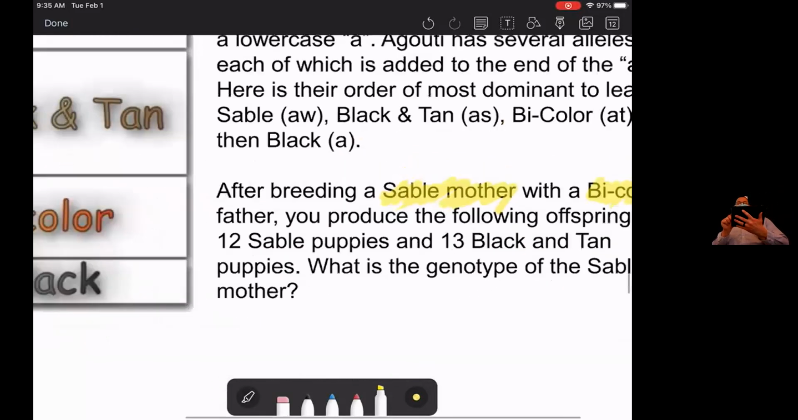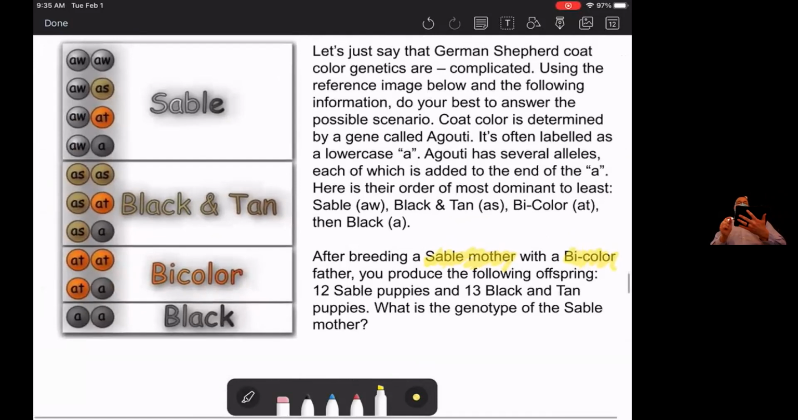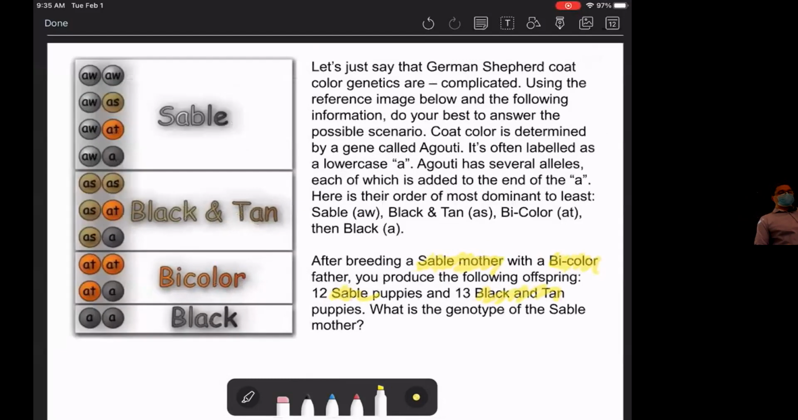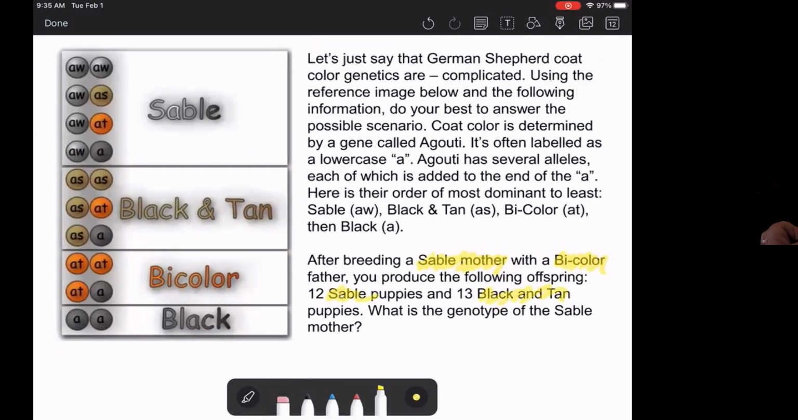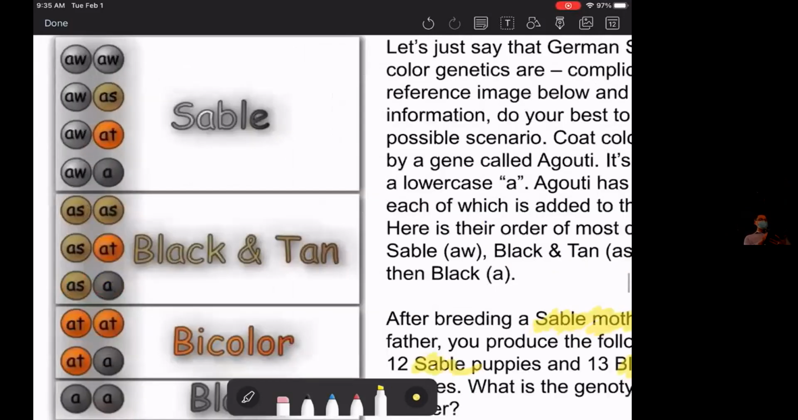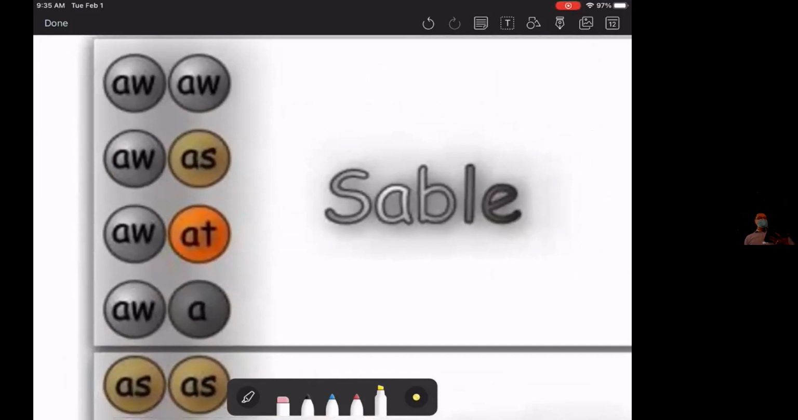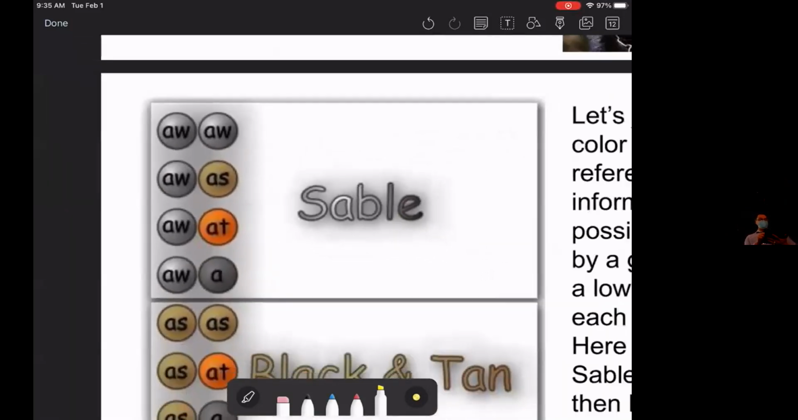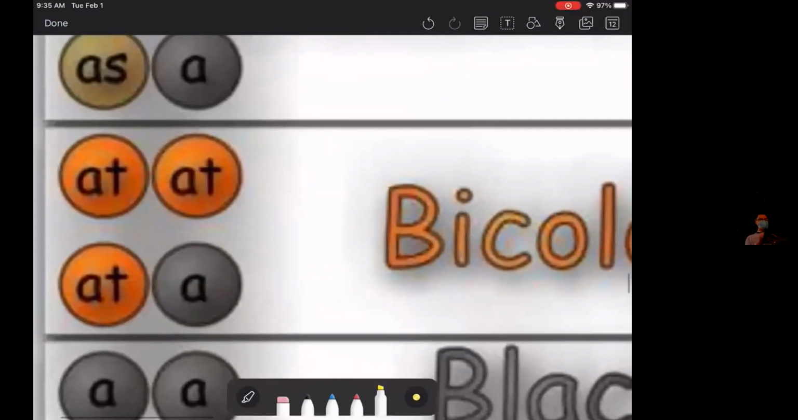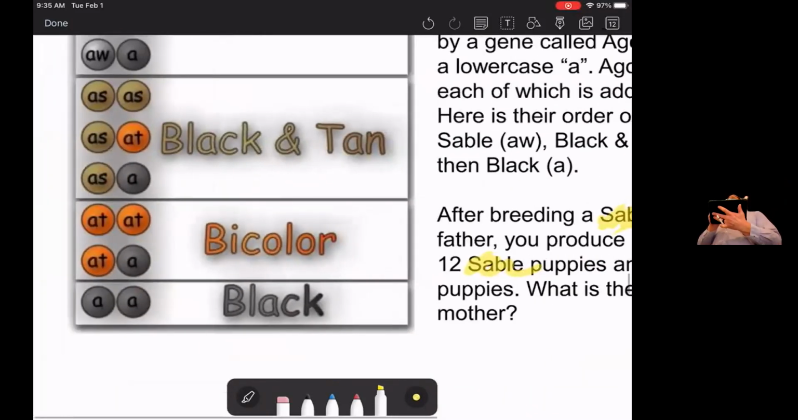what would the genotype in this case of the mom be? If we are producing sable and black and tan puppies from this pair, there's no bicolor ones. What was the best way to keep track of how the mom donated, which gamete she had as a sable? Because that's what it's going to come down to. Things could get complicated if we had seen a couple, maybe a black or a bicolor outcome, maybe, but they didn't.